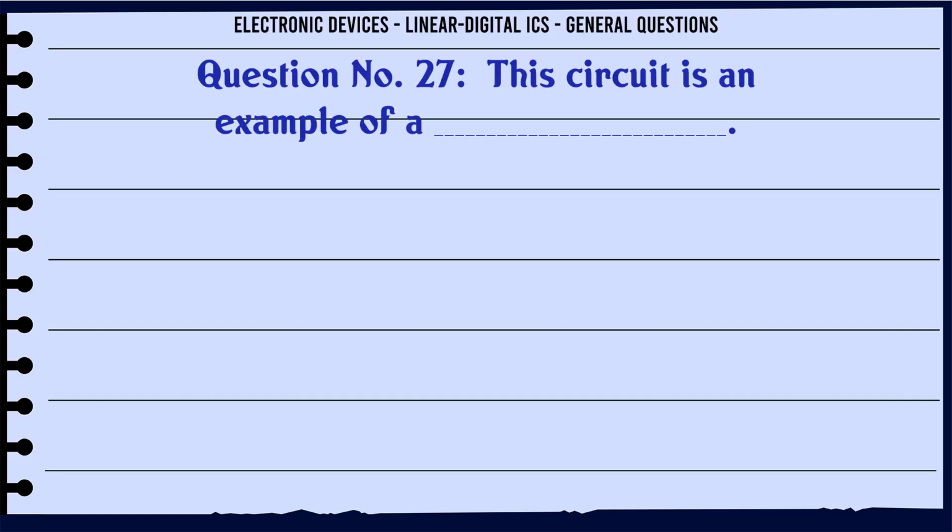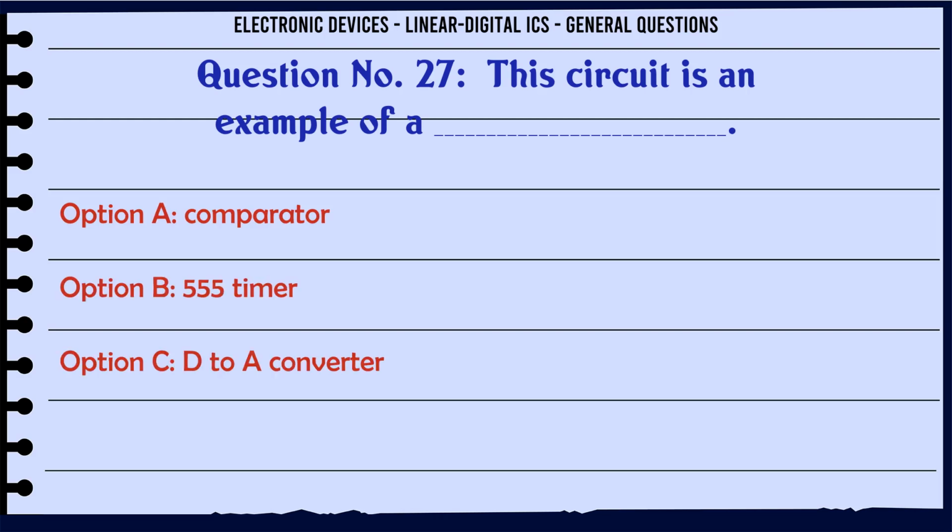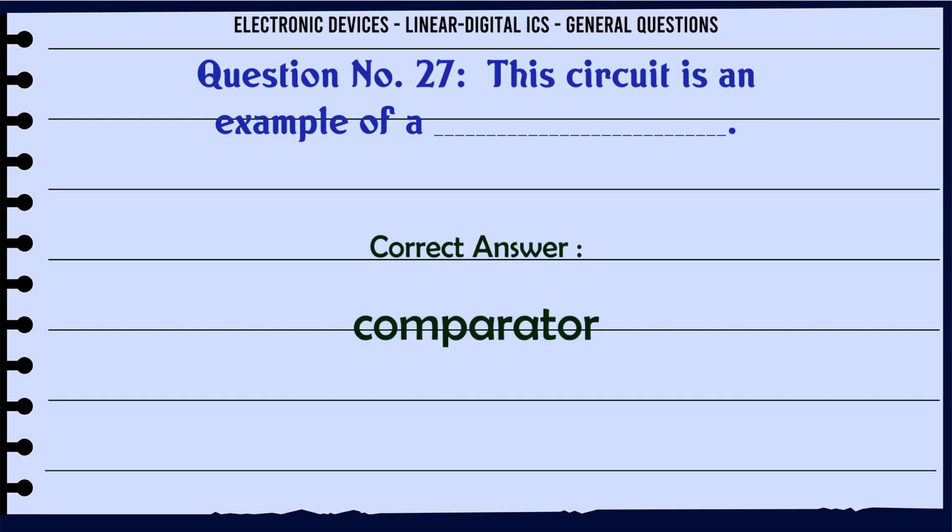This circuit is an example of A. Comparator, B. 555 timer, C. D to A converter, D. Ladder network. The correct answer is comparator.